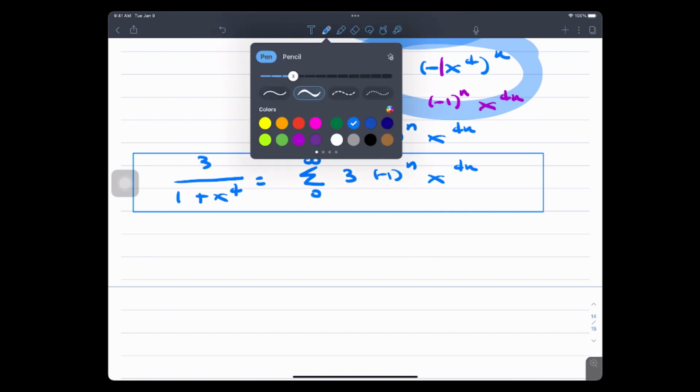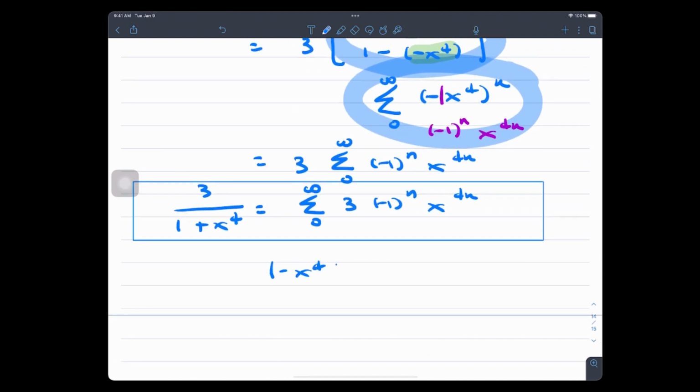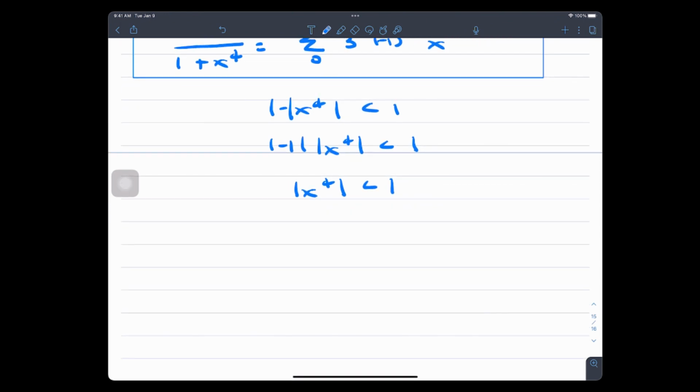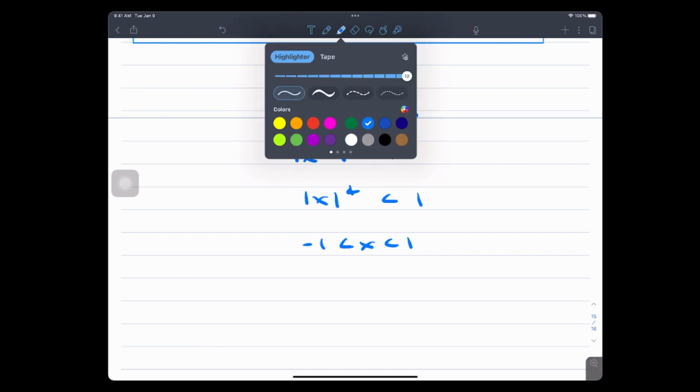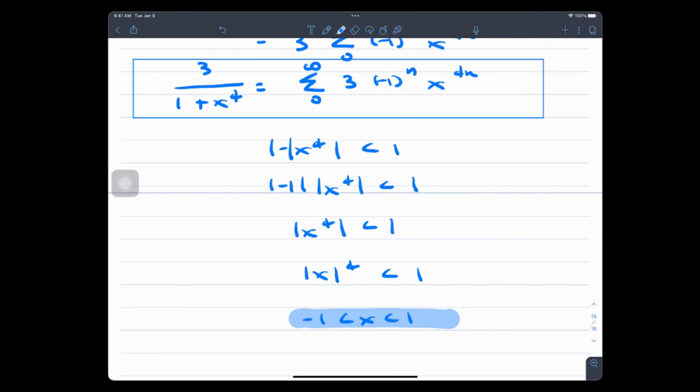Okay, now you say, but doesn't that assume the absolute value of negative x to the fourth is less than 1, and that is true. So remember, this is negative 1 times the absolute value of x to the fourth, which would be absolute value of x to the fourth has to be less than 1. Right? Which means, again, x is between negative 1 and positive 1. So there you guys go. So here's another power series expansion for these functions.